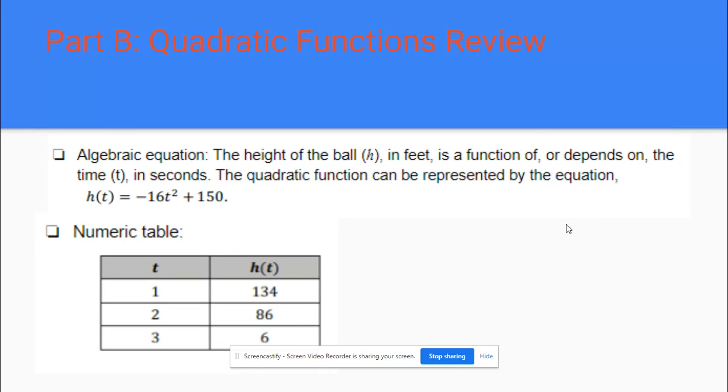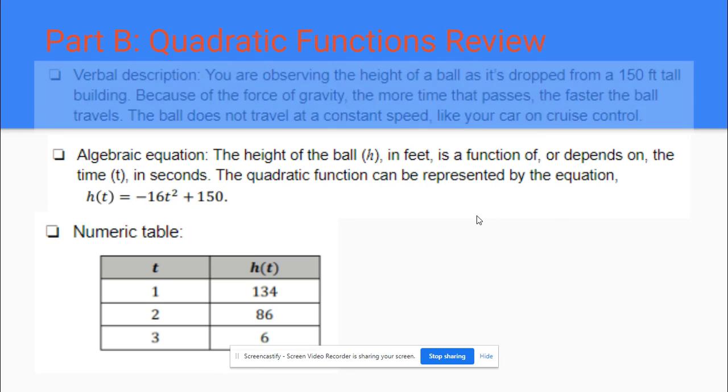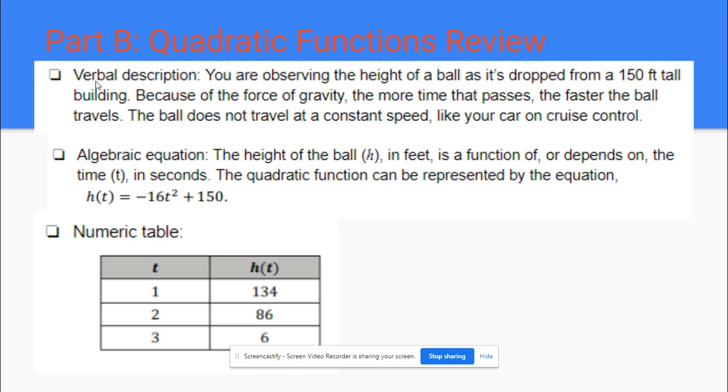After we talked about linear functions, we talked about quadratic functions, and that was our most recent one. If we looked at a verbal description, such as, you are observing the height of a ball as it's dropped from a 150-foot tall building. Because of the force of gravity, the more time that passes, the faster the ball travels. The ball does not travel at a constant speed like your car on cruise control.